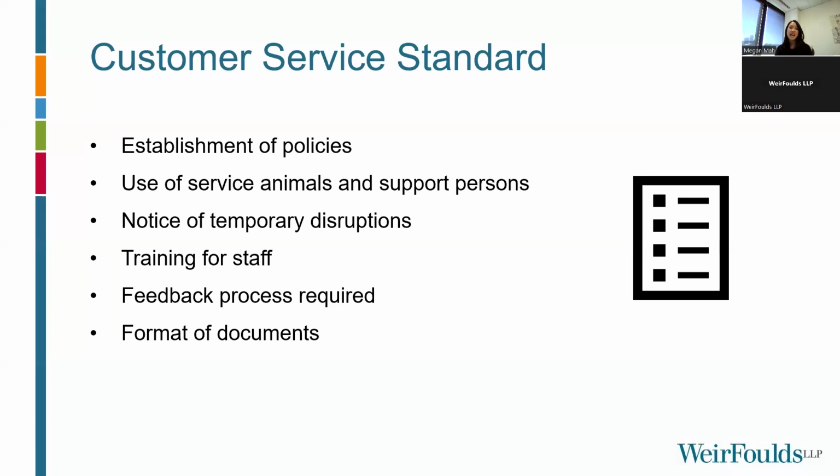Now, I've set out on the slide a summary of the requirements under the customer service standard, and I'll go into further detail on training requirements in a moment. But generally speaking, this standard requires organizations to establish policies, to have procedures in place regarding the use of service animals and support persons, to provide notice of temporary disruptions in service, and to provide training for all staff. Again, I'll get into a little bit more detail on those training requirements in a moment.